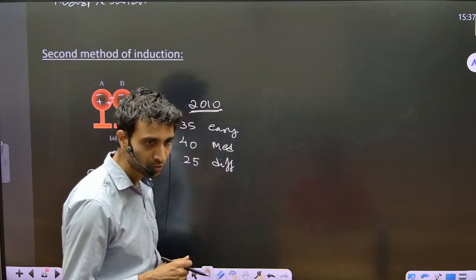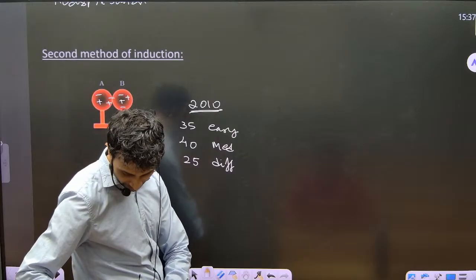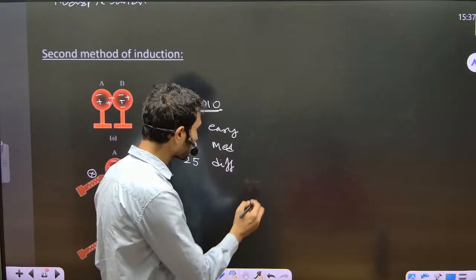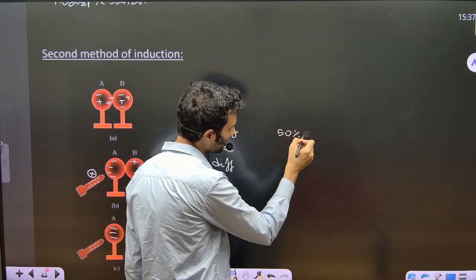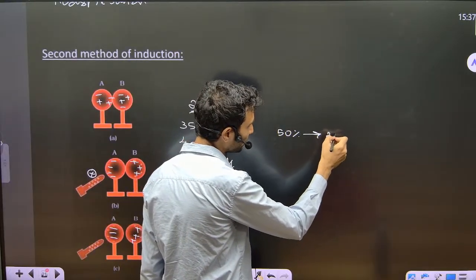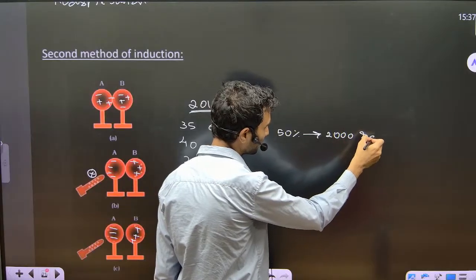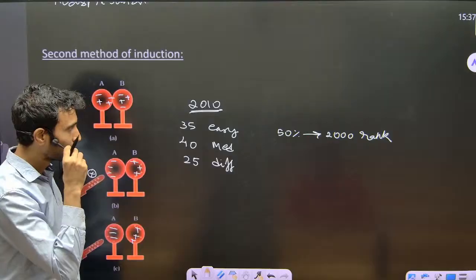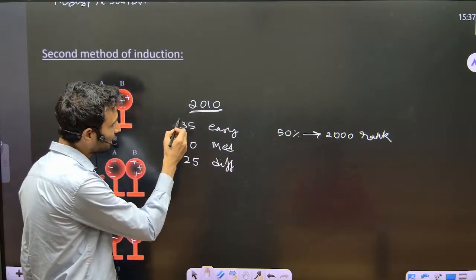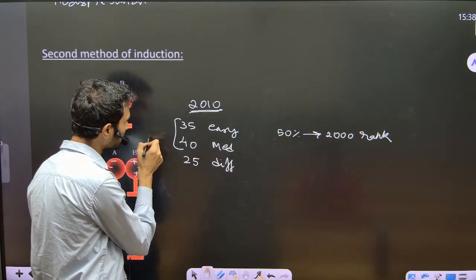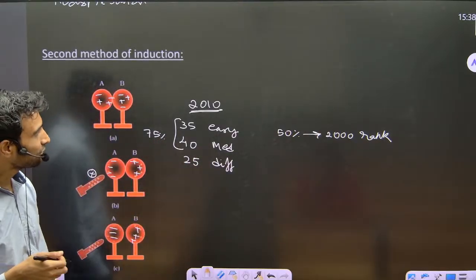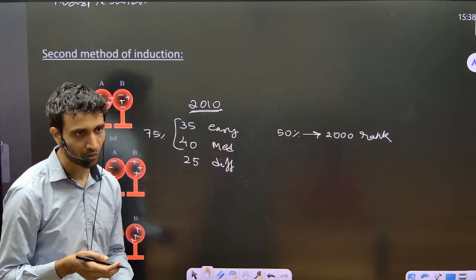Is 50% good? 50% is more than sufficient. If you just get 50% marks, you can get around 2000 rank in IIT. Just 50%. So it is very easy to get, because 35 and 40 means what? 75% you should be able to do. So everybody should be getting a good rank or at least good marks.